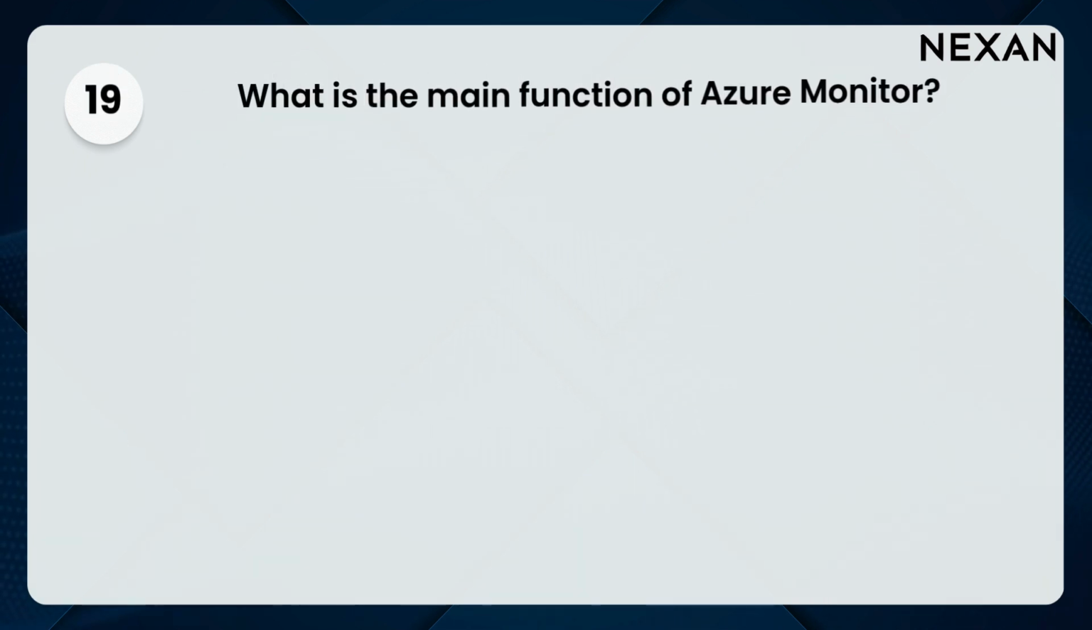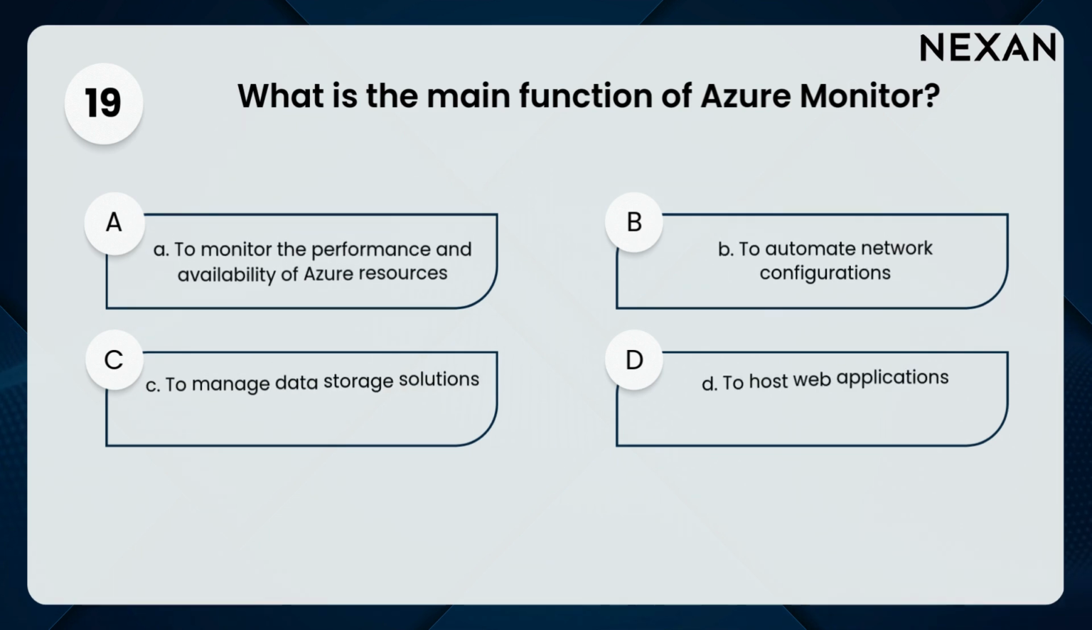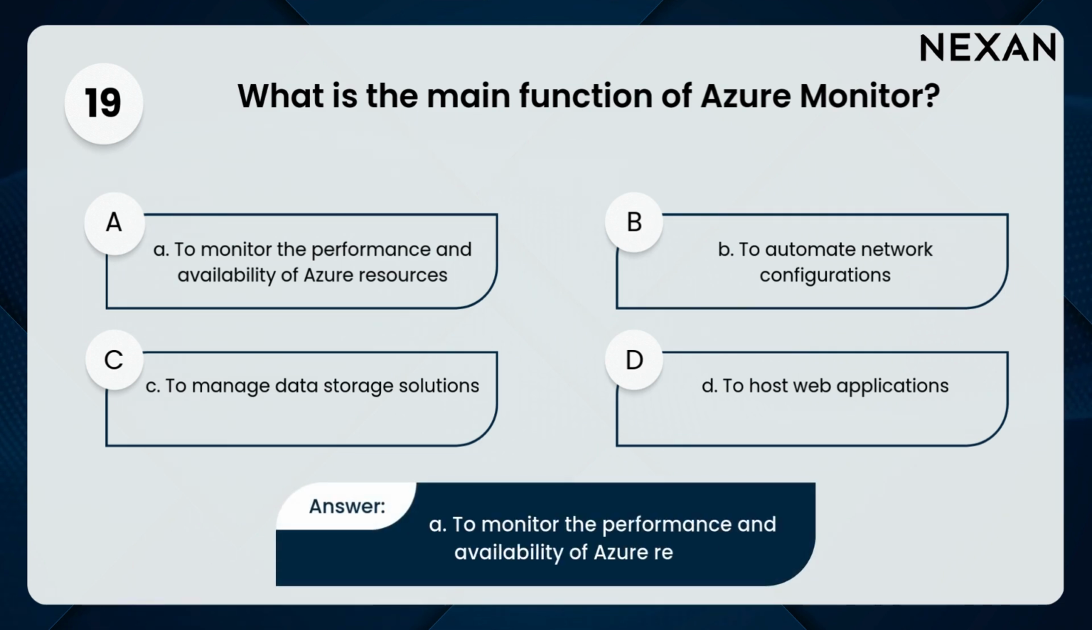19. What is the main function of Azure Monitor? A, to monitor the performance and availability of Azure resources. B, to automate network configurations. C, to manage data storage solutions. D, to host web applications. Answer: A, to monitor the performance and availability of Azure resources.